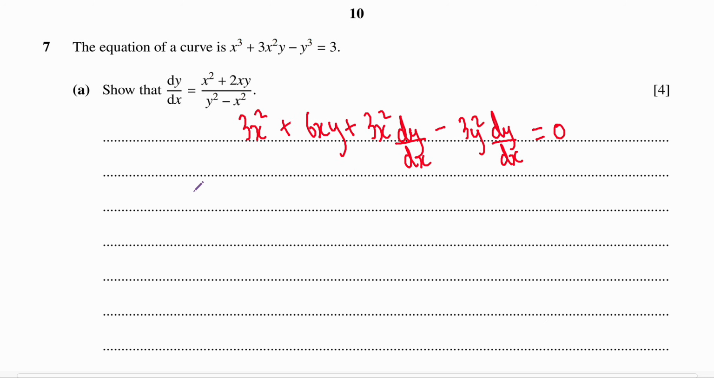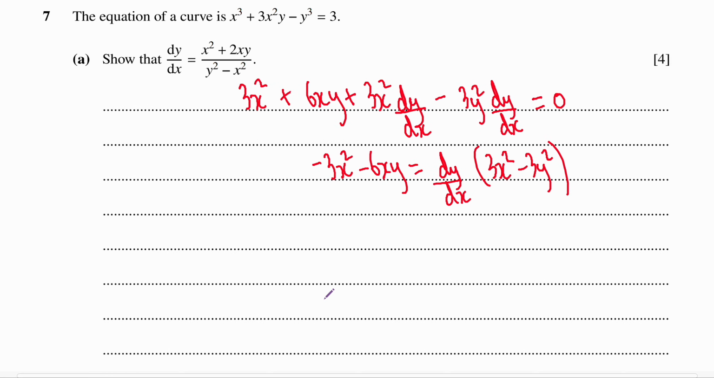Well, now you can just rearrange this equation, right? So you're left with minus 3x squared minus 6xy is equal to, I brought this to the other side, dy by dx times 3x squared minus 3y squared. You can divide both sides by 3x squared minus 3y squared, so you're left with dy by dx is equal to minus 3x squared minus 6xy divided by 3x squared minus 3y squared.